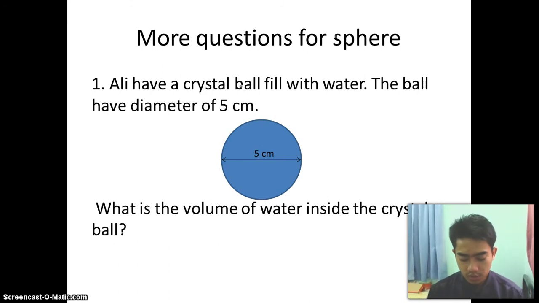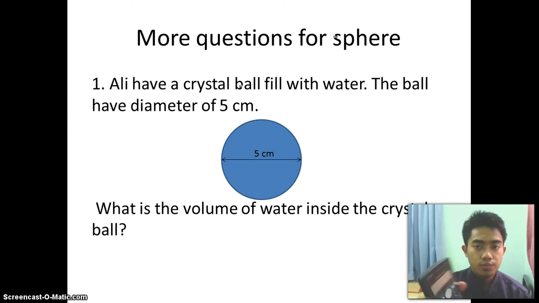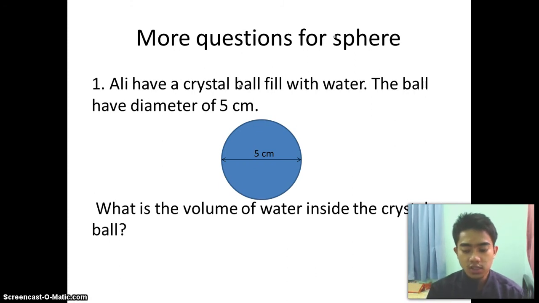We can insert into the formula like this. 2.5 centimeter cube. Then we will get the answer 65.4 centimeter cube. Okay, that is the volume of the water inside the crystal ball.